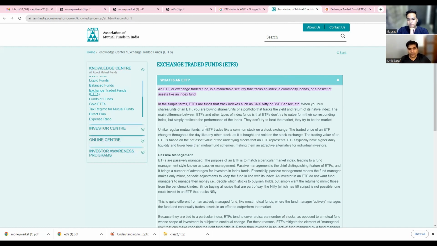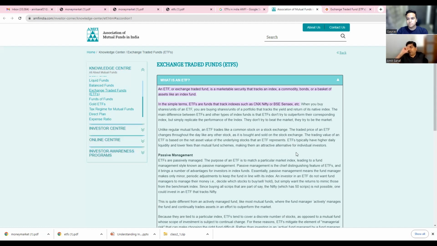Unlike a regular mutual fund, ETF trades like a common stock on a stock exchange. So this is another difference. You cannot enter and exit mutual funds on exchange platforms, but most ETFs can be traded like an individual stock. The traded price of an ETF changes throughout the day like any other stock, so the prices keep going up and down. The trading value of an ETF is based on the net asset value of the underlying stocks that the ETF represents. ETFs typically have higher daily liquidity and lower fees than mutual fund schemes, making them an attractive alternative.